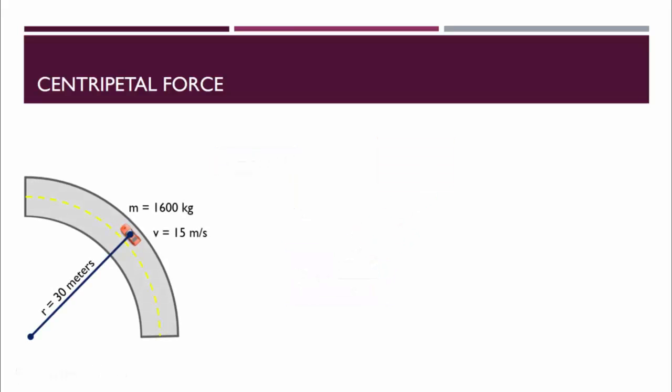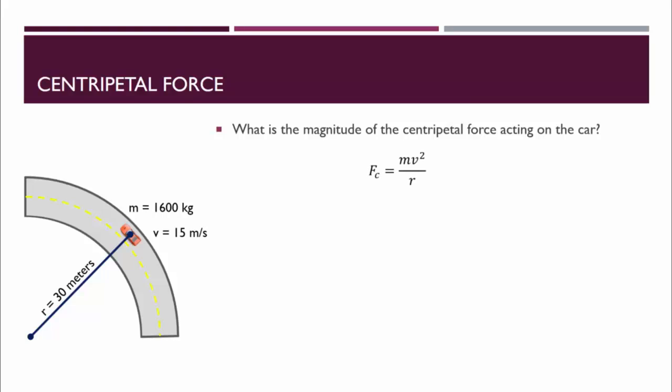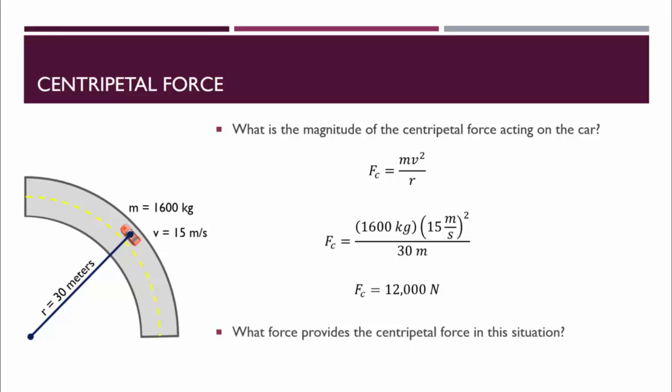Let's give this a shot. If the car in our previous example had a mass of 1,600 kilograms, we could figure out the centripetal force acting on the car. F_c equals mv squared over r, and we can substitute in our mass, velocity, and radius to find that the centripetal force acting on this car is 12,000 newtons. It's very important for us to be able to answer this question as well. What force is providing the centripetal force in this situation? That is, what force that we could draw on a free body diagram is keeping this car traveling in a circular path? In this case, it's friction.